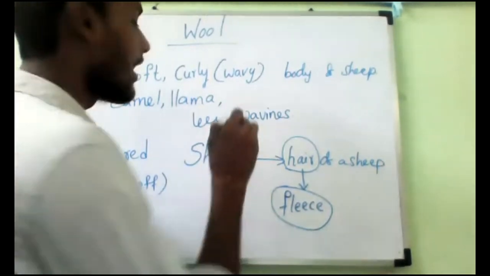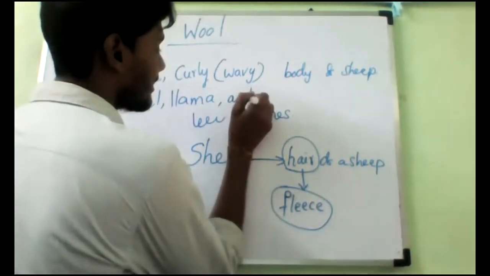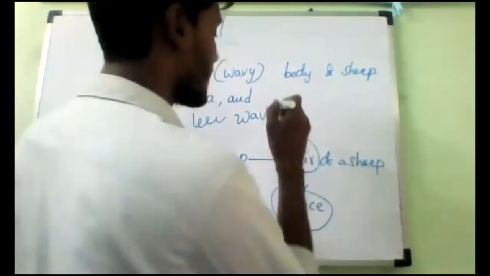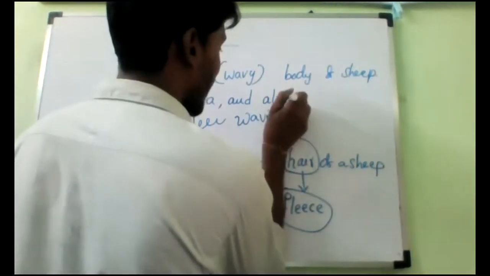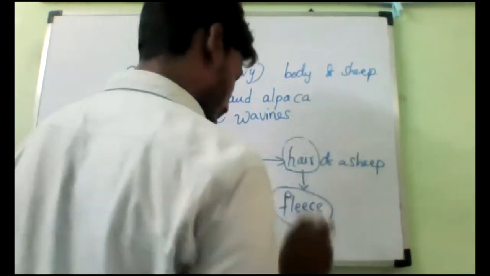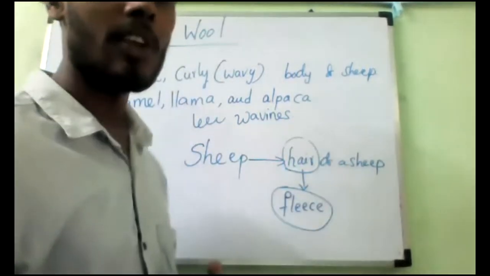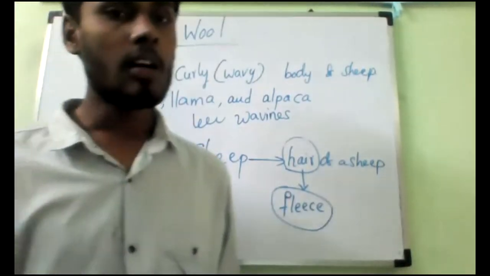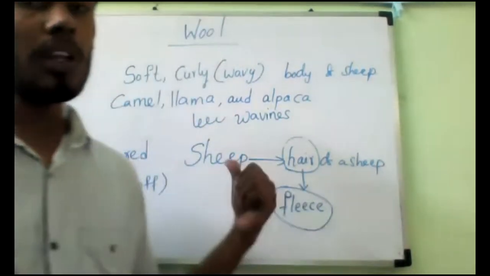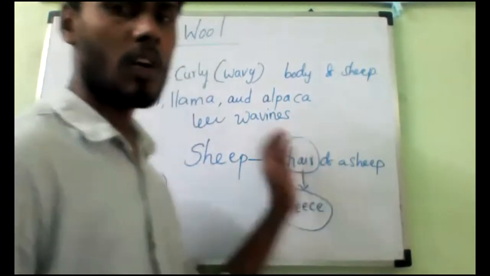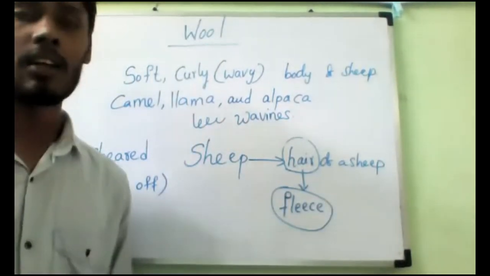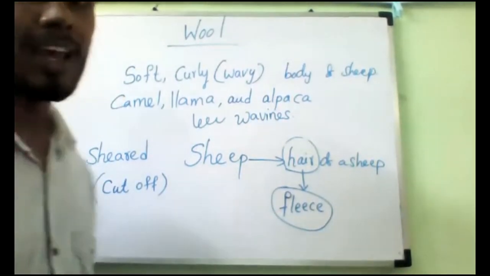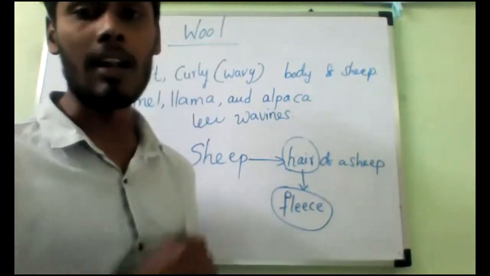Llama is similar to sheep, like sheep. And also alpaca. Do you know alpaca? No. Alpaca is one of the animals which will also give this wool. So these wool yielding animals are sheep, goat, yak, camel, llama, and alpaca.